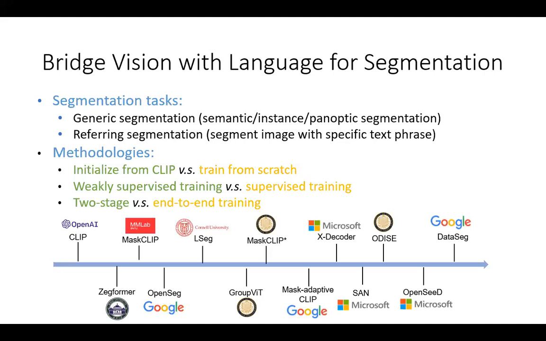First, whether it should be initialized from CLIP, or trained from scratch by combining a lot of image-text pairs. Second, whether we train the model using fully supervised training or unsupervised training. And third, whether we are using a two-stage model, like first mask proposal and then classification, or end-to-end training. Below, I list some recent works related to this topic. I will just pick a few of them for the interest of time.